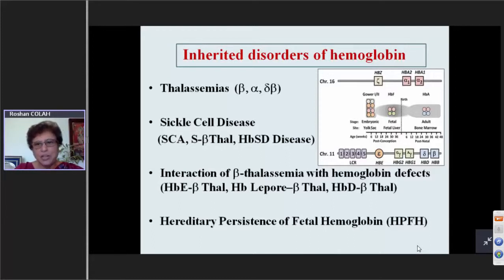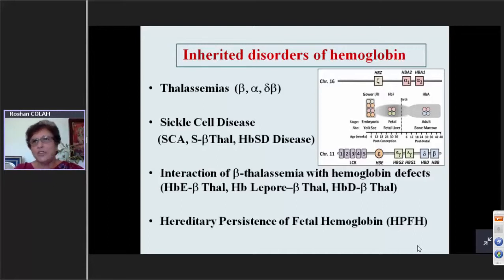So during prenatal life, we have hemoglobin F as the major component, and later on there's a transition from fetal to adult hemoglobin. So by the time the child is about 6 months old, we have adult hemoglobin as the major hemoglobin, which is hemoglobin A, and a small amount of hemoglobin A2 made up of alpha and delta chains.